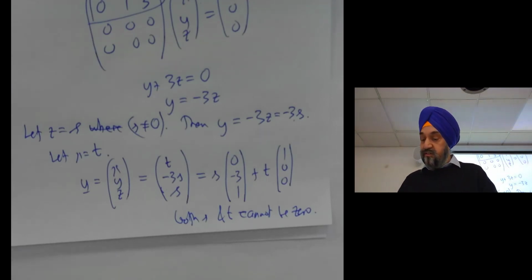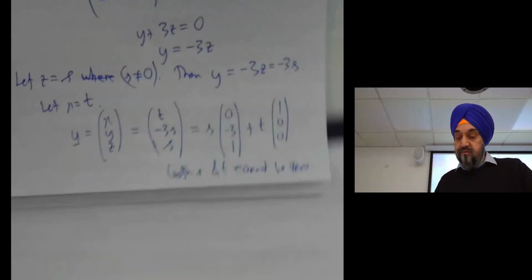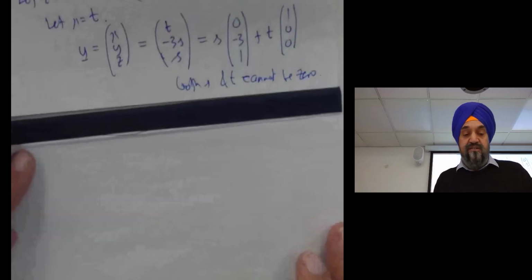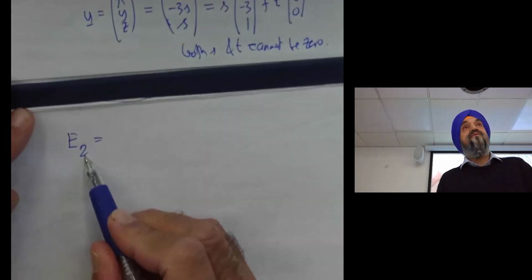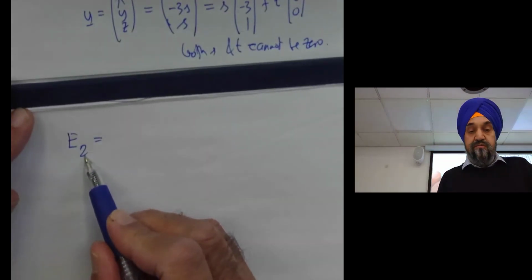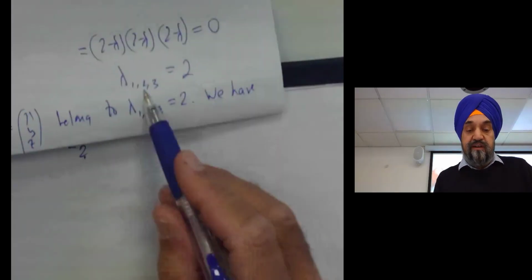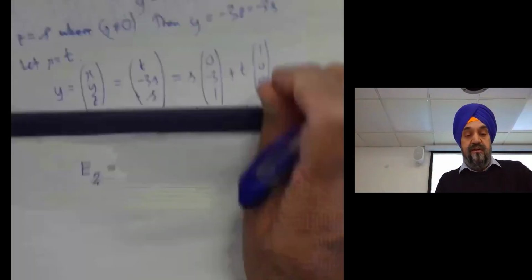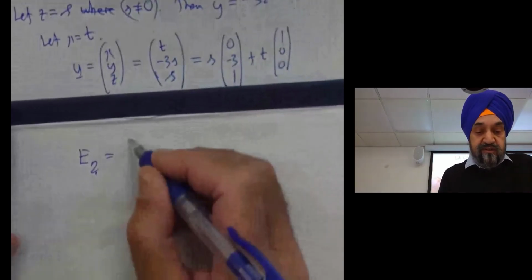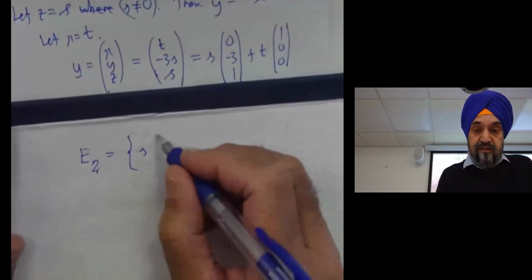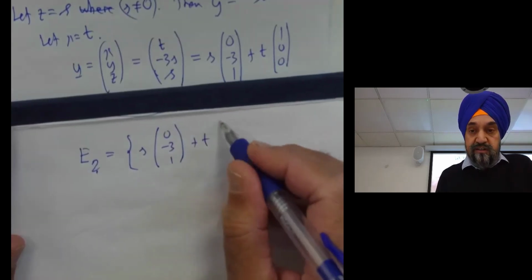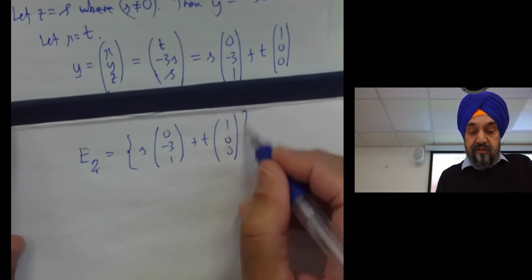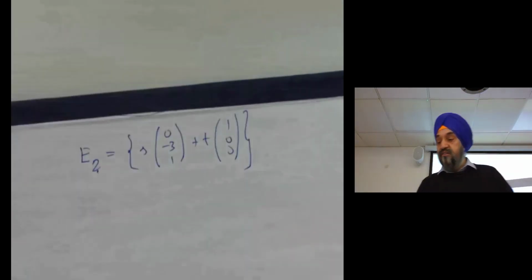And if you look at this, so our eigenspace E2. It's really E2 because it's the eigenvalue which it belongs to. The eigenvalue was 2 for this. If you go back, look, the eigenvalue was 2. That's why it's E2. E2 is really the set of vectors s times (0, minus 3, 1) plus t times (1, 0, 0), provided s and t are not both 0.